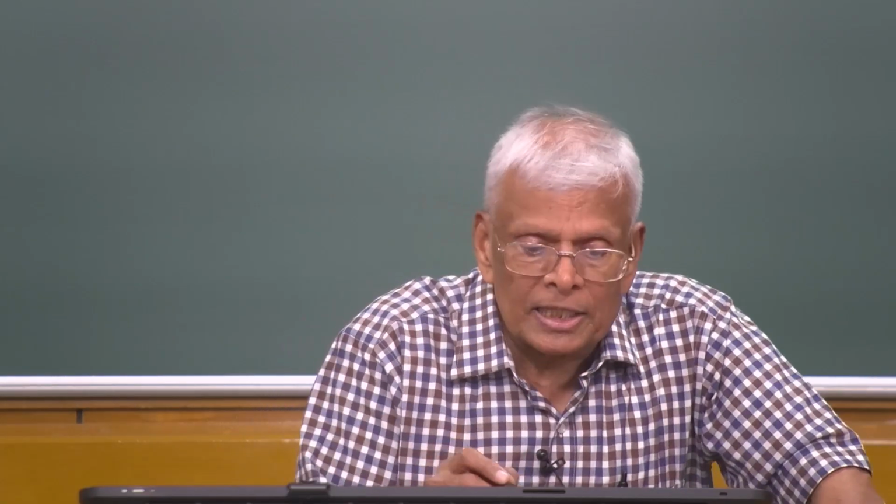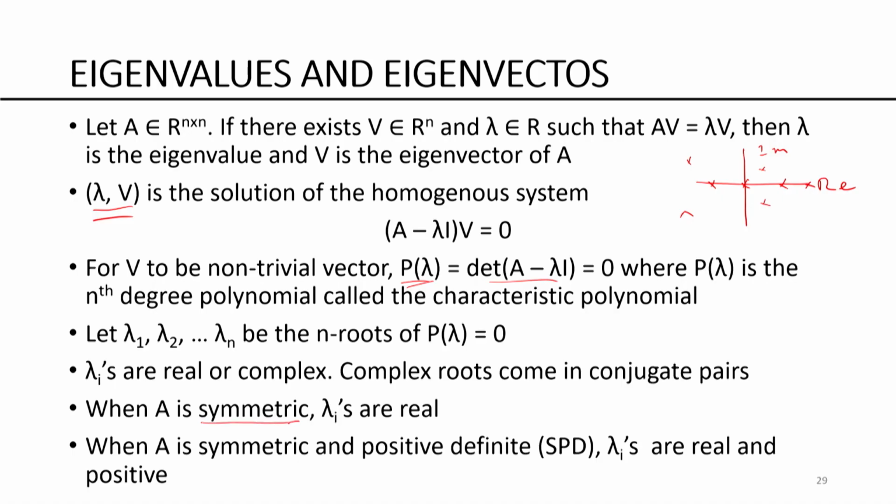Now, when I say the matrix A is symmetric, the lambdas are real. So for a symmetric matrix, the eigenvalues are only these. In addition, if I say the matrix is symmetric and positive definite, the eigenvalues are all positive. I have a module where I can prove all these things.